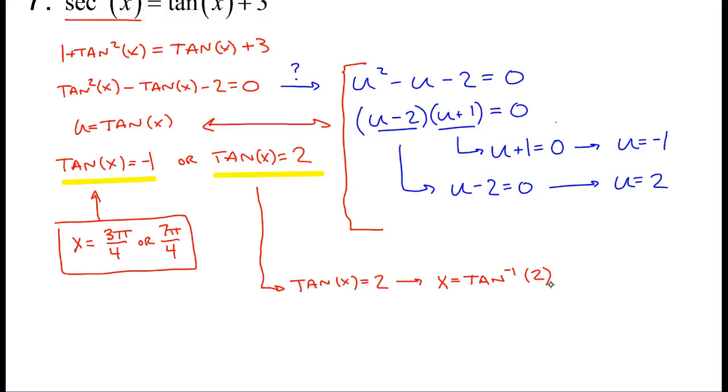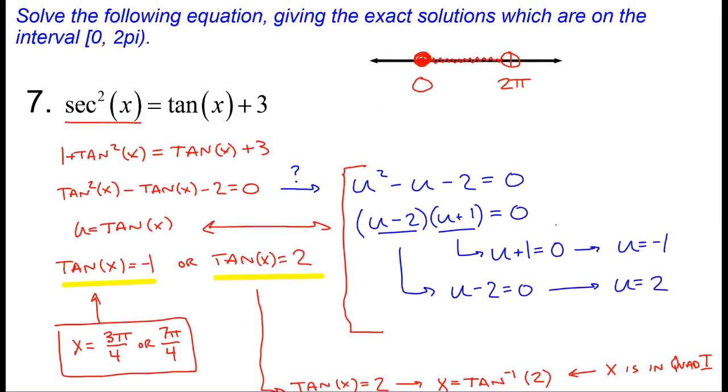Okay, so x equals tan inverse of 2. Well, what does that mean? That is an angle in quadrant 1. Okay, so that's an angle in quadrant 1. I know that the angle measures in quadrant 1 are okay because they fall in this interval.